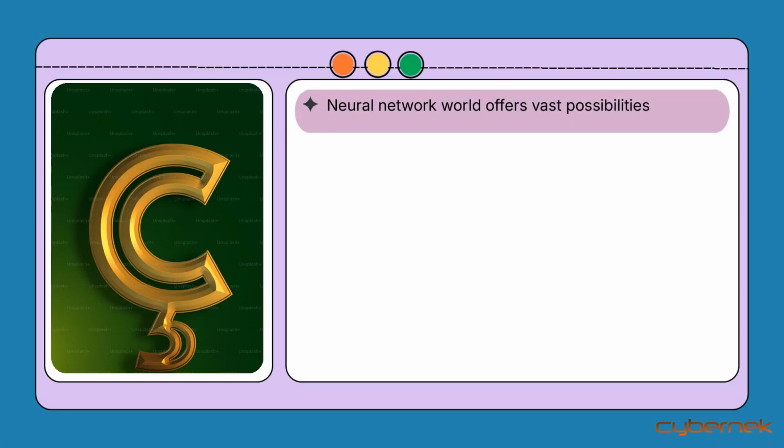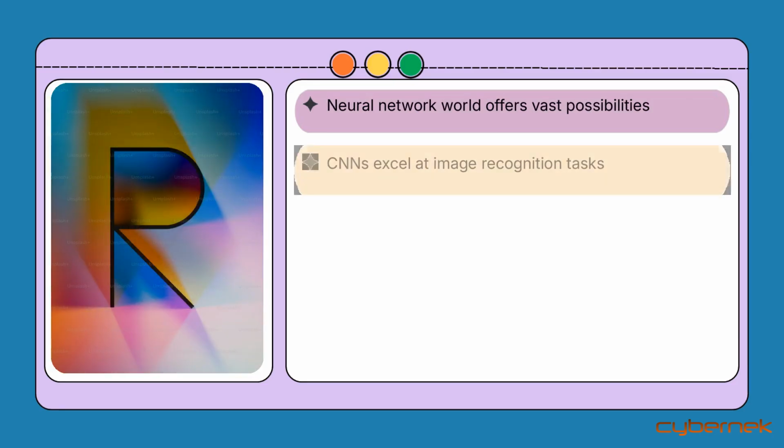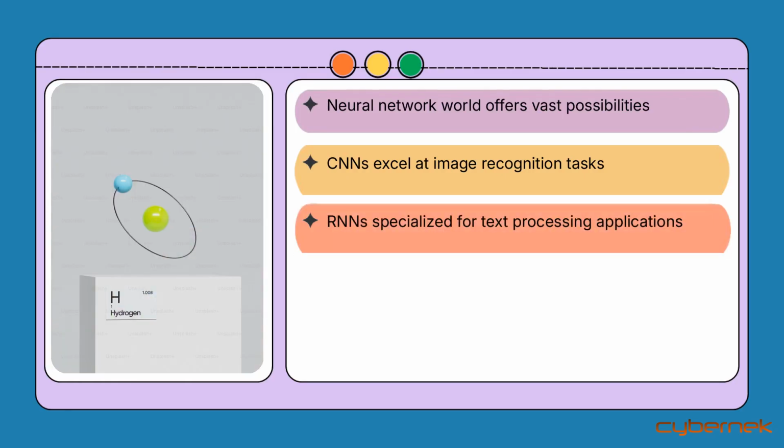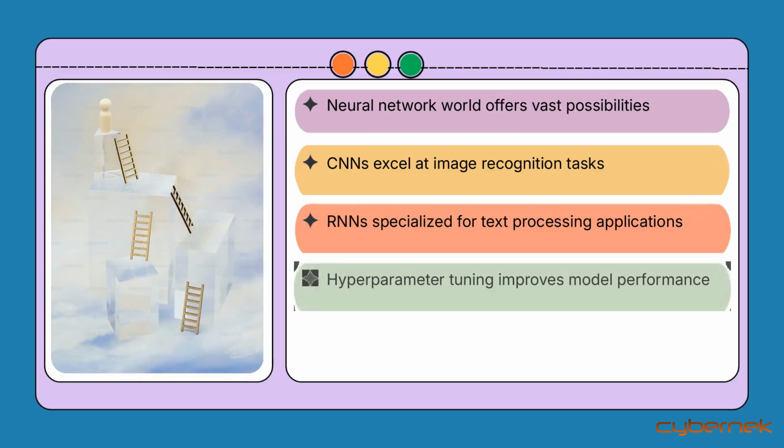Now that you've mastered the basics, here are some exciting directions you can explore. The world of neural networks is vast and full of possibilities, each path leading to new discoveries and applications. You could experiment with different architectures like convolutional neural networks, CNNs, for image recognition, or recurrent neural networks, RNNs, for text processing. Try adjusting hyperparameters like learning rate, batch size, or network depth.